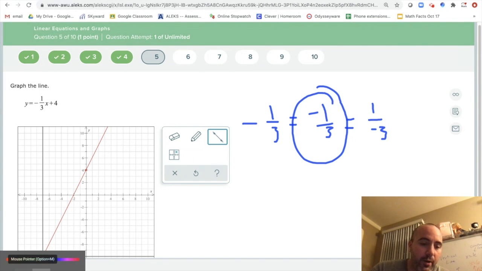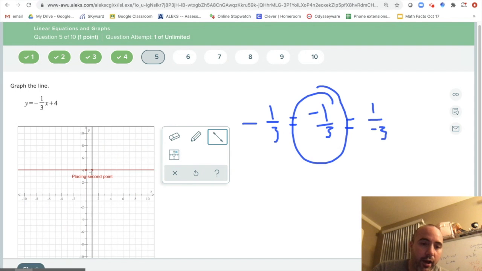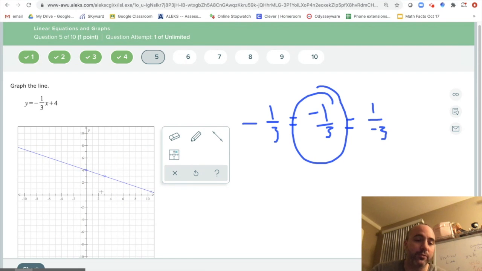So when I have my line here, I already started at 4. I'm going to go down 1 and then to the right 1, 2, 3. It's really about just counting. All right.